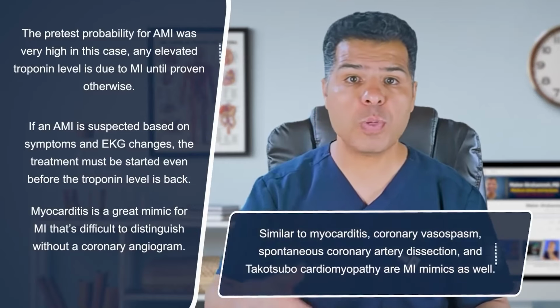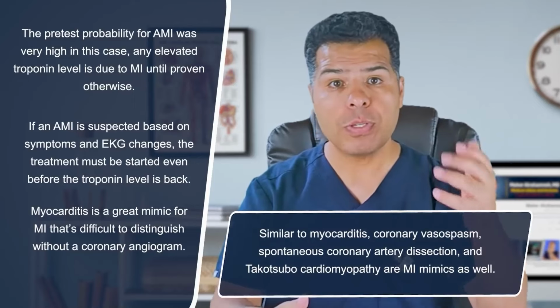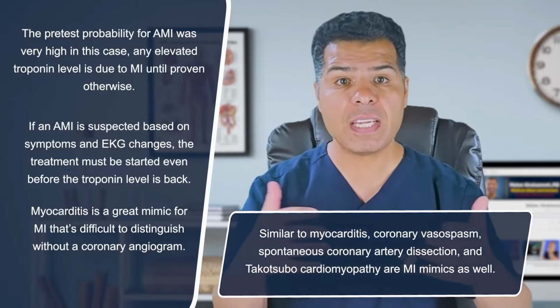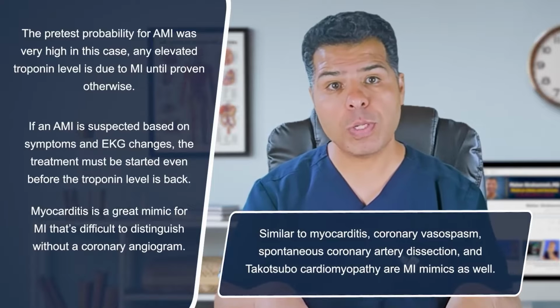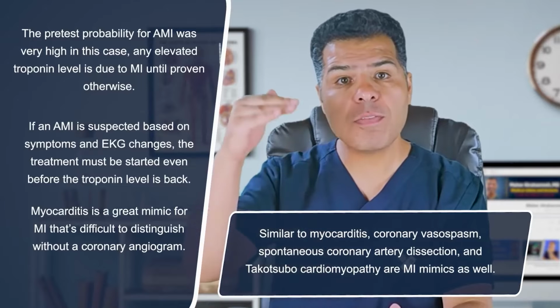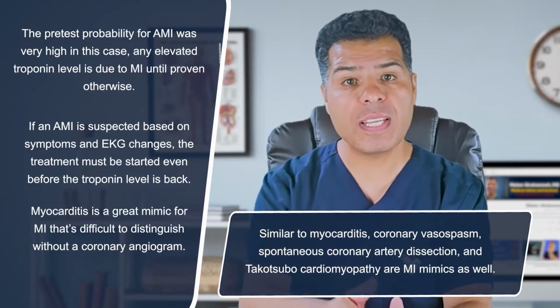Similar to myocarditis, we have coronary vasospasm, spontaneous coronary artery dissection, and tachycardiomyopathy. All these are great mimics of MI as well. Notice also the rising and falling patterns of troponin in this acute MI case. Let's move to example 3.